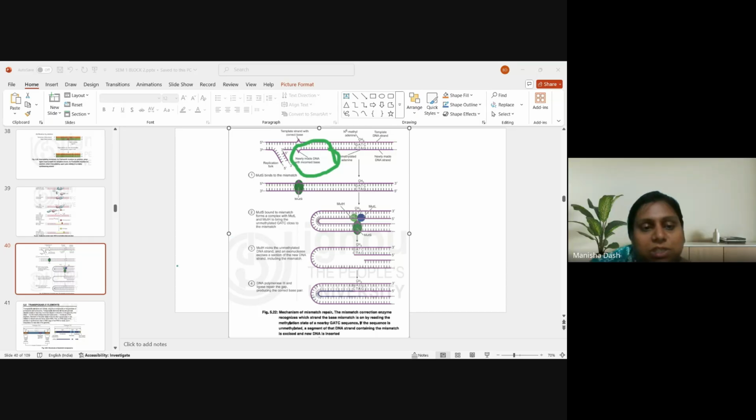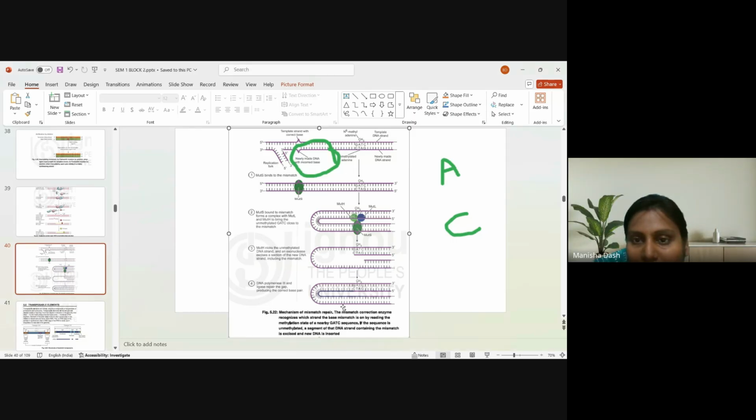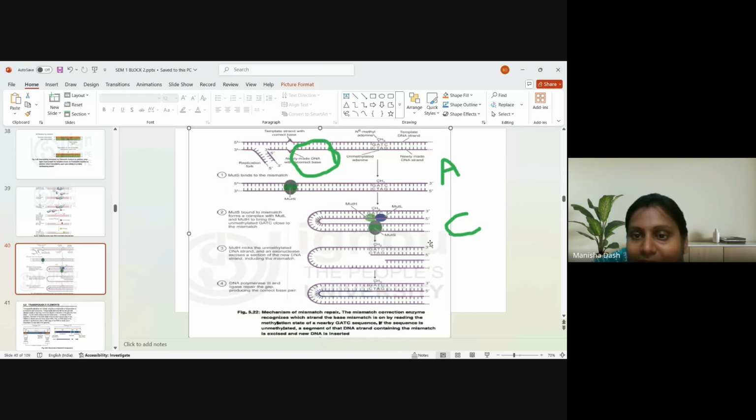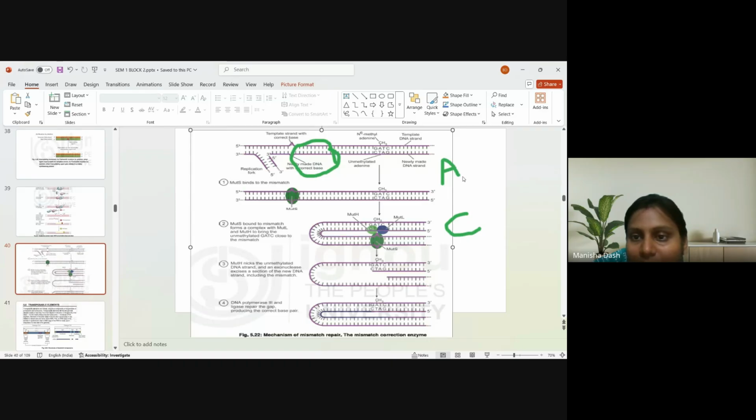So in the mismatch repair, let's say there is A and C. Okay. It's not visible to me, so let me enlarge the diagram a bit. So this is visible to you clearly, right? All of you can visualize.